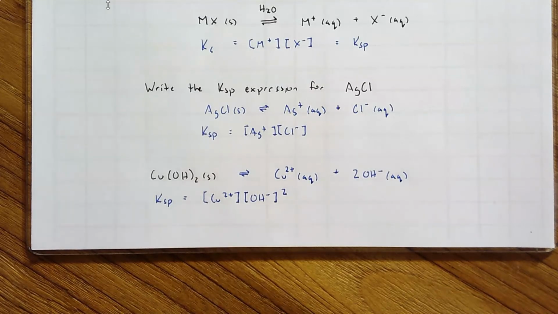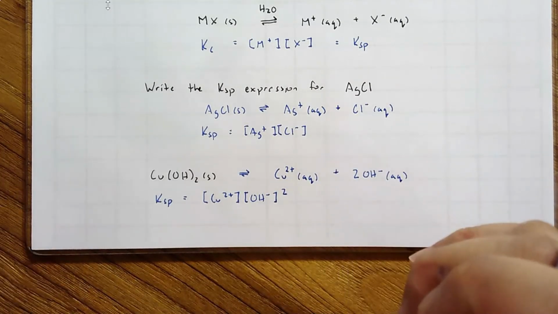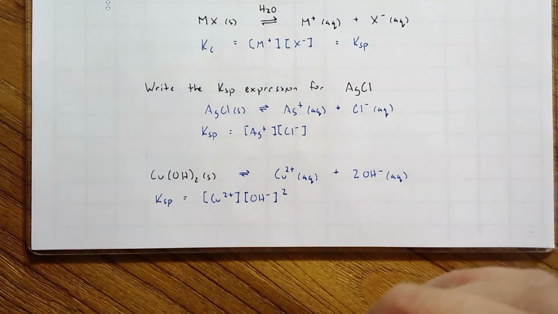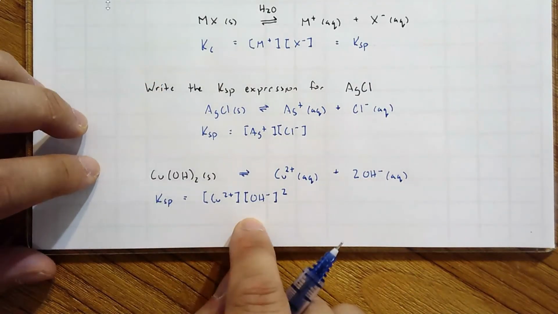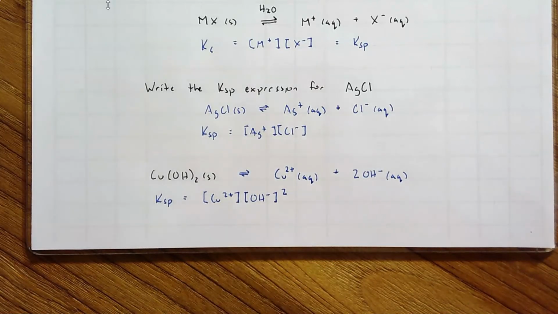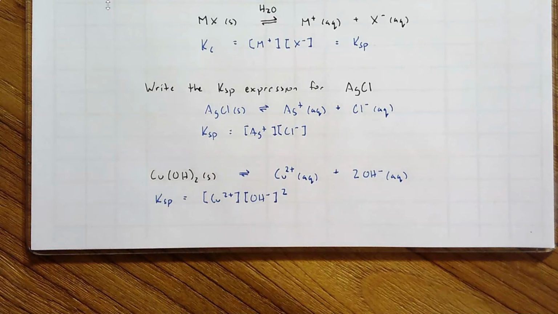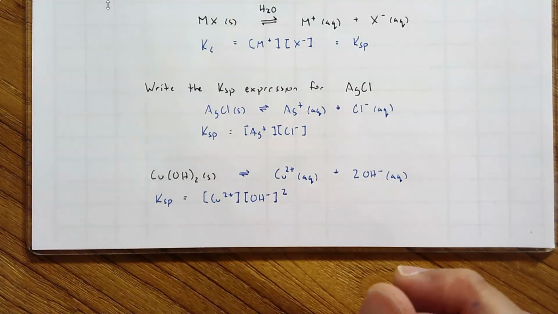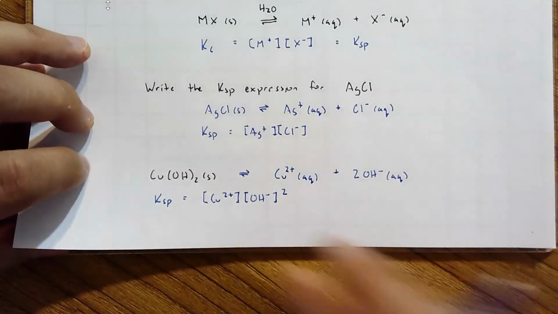The types of problems that you might encounter: it seems like the problem might be we give you the Ksp and you have to figure out the concentrations of the ions. Or it could be you're given certain concentrations of the ions and you have to decide, is the reaction going to go forward or reverse? Or finally, we may give you some initial conditions and you have to calculate the Ksp.